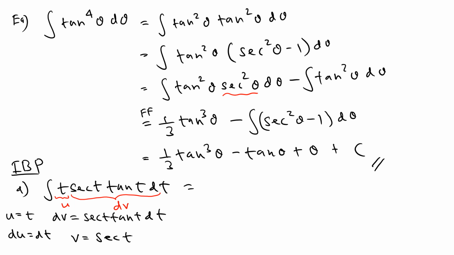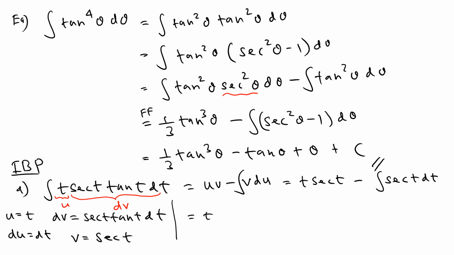Okay, so we have everything we need: uv minus the integral of v du. If you plug in here, you're going to get uv, which is t secant t, minus the integral of secant t dt. We know the integral of secant t is a natural log. That's something you should remember: natural log of secant t plus tan t. So that's the final answer: t secant t minus ln of secant t plus tan t.